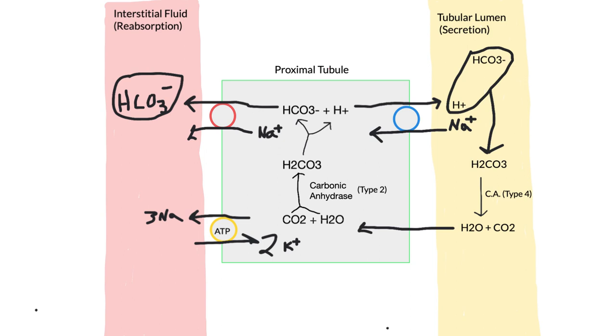So as a result, there's no real net loss of hydrogen, as it's going to be continuously recycled in and out of the cell, but each time this cycle occurs, we're going to get 1 additional bicarb back into the blood. These processes account for 80% of bicarbonate reabsorption, and the other 20% will occur after we transverse the loop of Henle and make it into the distal convoluted tubule.